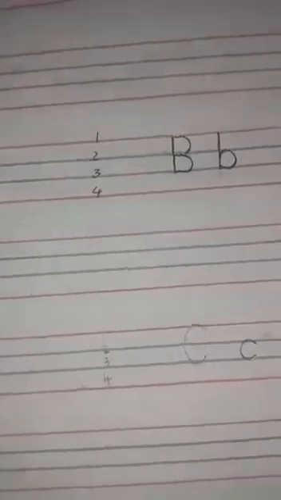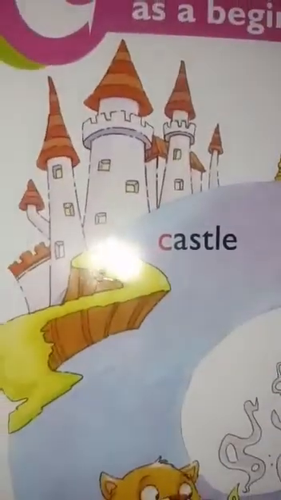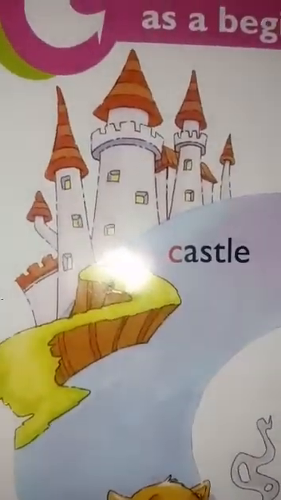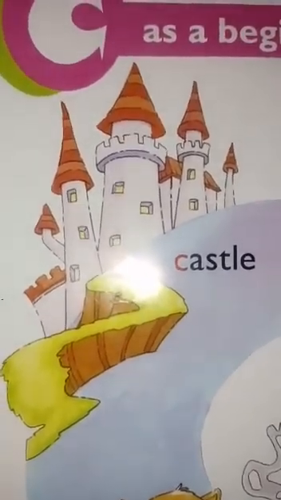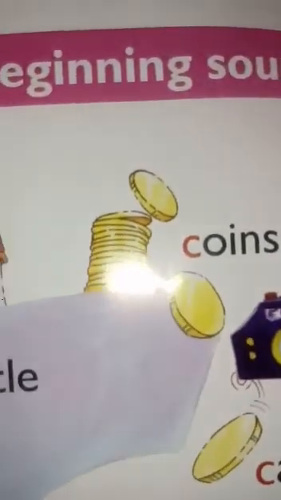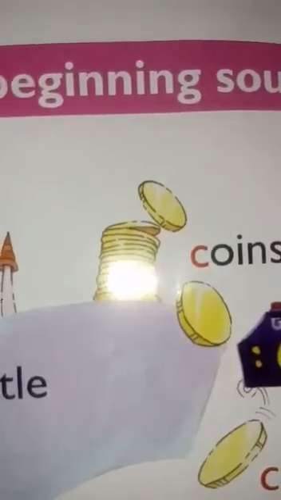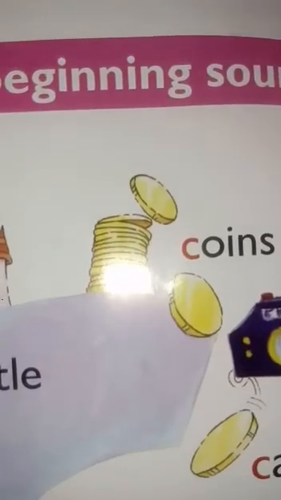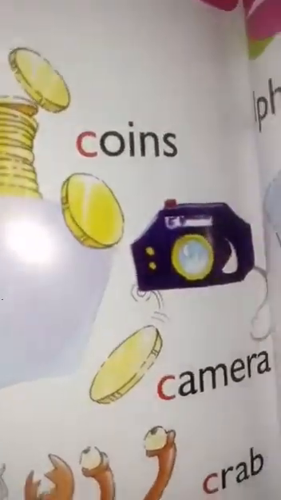Okay, now we learn this vocabulary about letter C. Castle. Castle. Yes, and do you know what is this? I have this one. Do you have? Yes. Coins. Coins. And what is this?